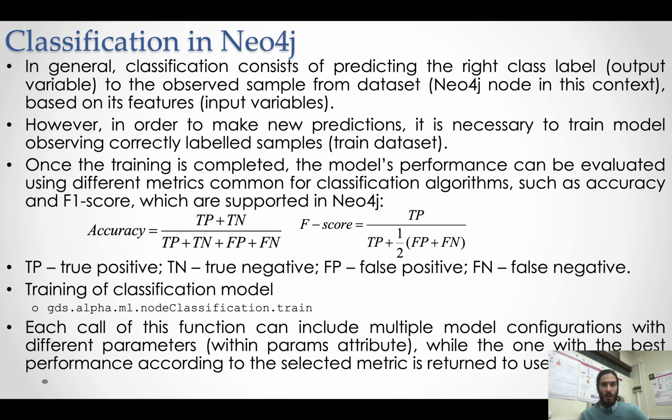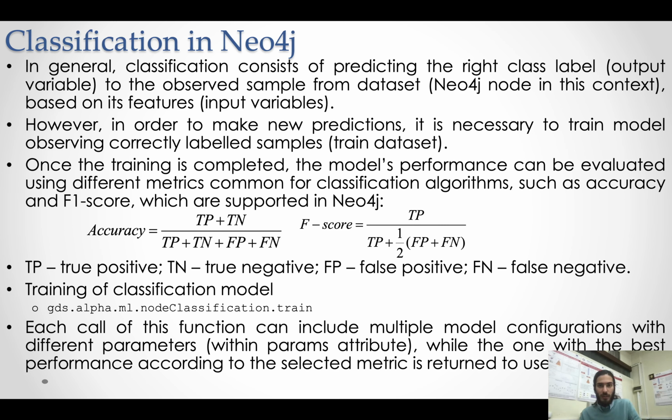Now let's see something about classification in general. When we talk about classification, the goal is to specify the correct label of a given input example from the dataset. However, in order to make new predictions, it is necessary to adjust the weights, that is, to train our model by observing correctly classified data, as here we use a supervised learning method.